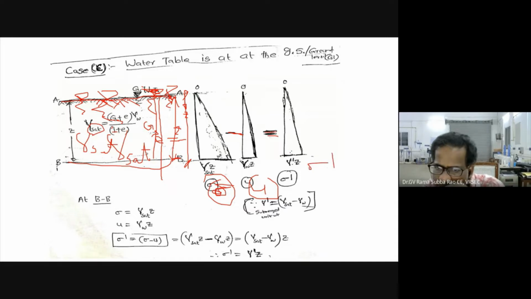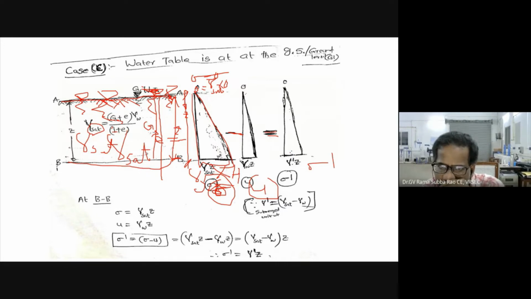Let us proceed. Here it is 0. Why am I writing 0? Because it is gamma sat into depth, and here depth is 0, so the answer is 0. This is regarding total stress. Now I want to compute total stress at the base of the layer. Here it is gamma sat into H. This is the total pressure from top to bottom.